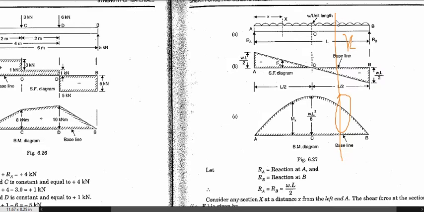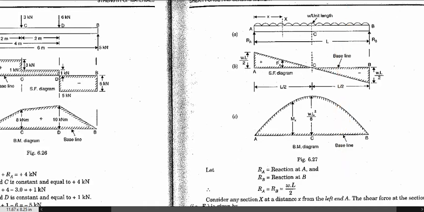How much will its value be? We convert this UDL into a point load. If W is the unit load, then that will be Wx, applied at a distance of x by 2, hence Wx square over 2. Hence at this point the moment will be equal to RB times x minus Wx square over 2. If you use this formula, you can get the bending moment at any point on this beam.